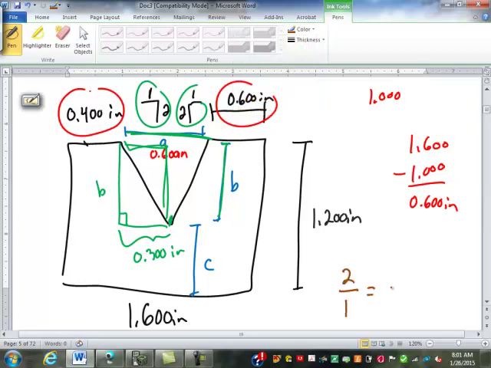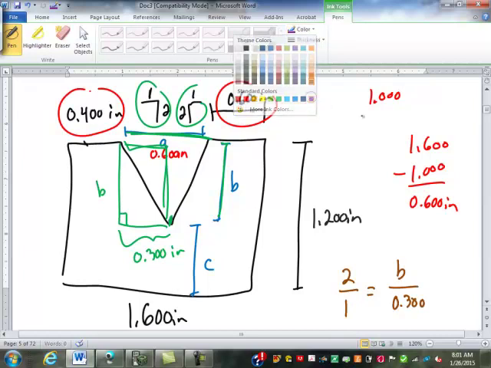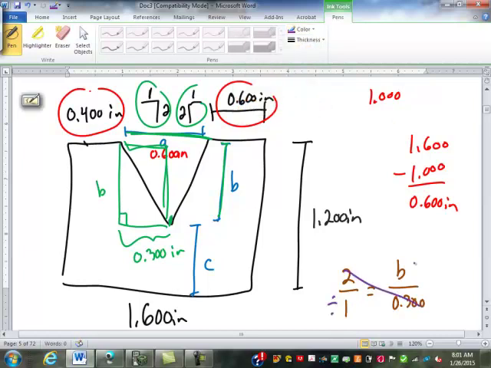2 over 1. B over 0.3. Good. B is the vertical and 0.3 is the horizontal. So we cross multiply and divide. B is 0.6. What's next?